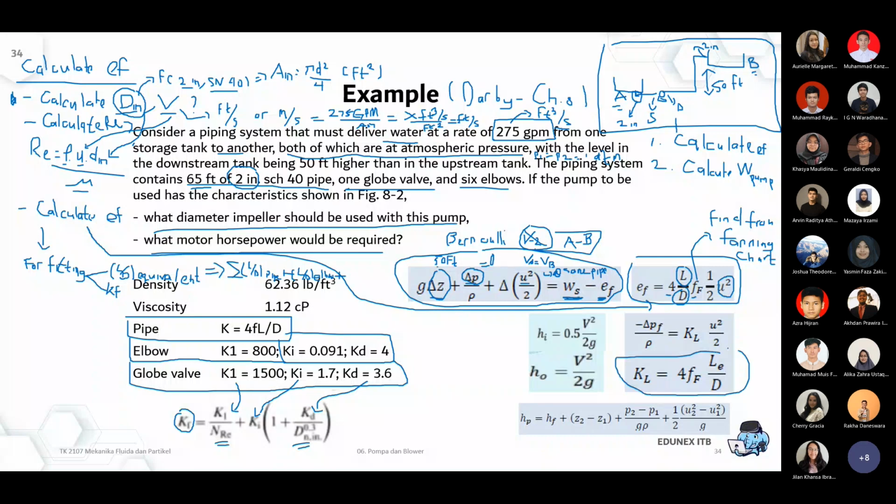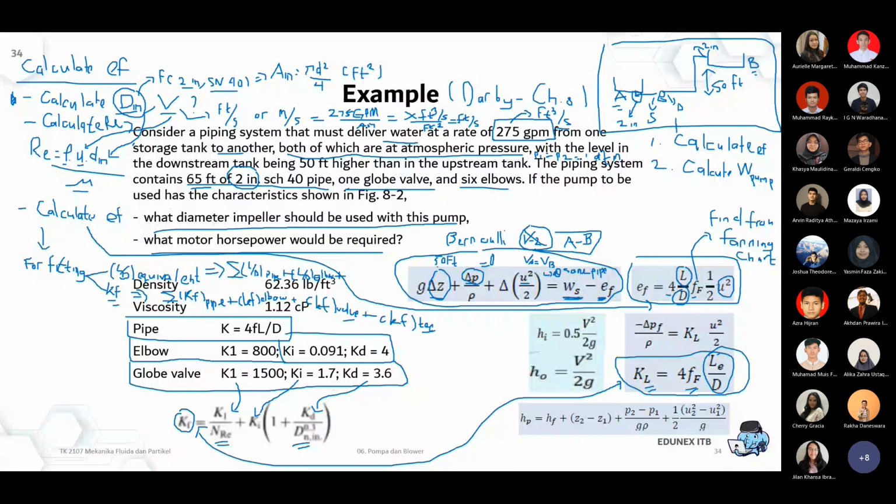Or you want to work with everything in KF. Again, it's given at the end of the question. If you want to use KF, then put everything in KF: KF of the pipe, plus KF of the elbow, plus KF of the valve. Put everything. Now you have your KF.